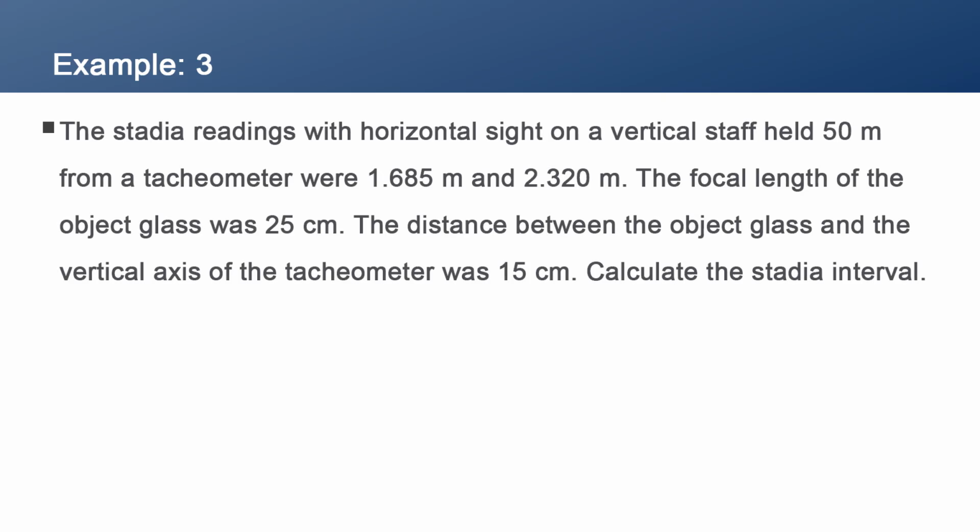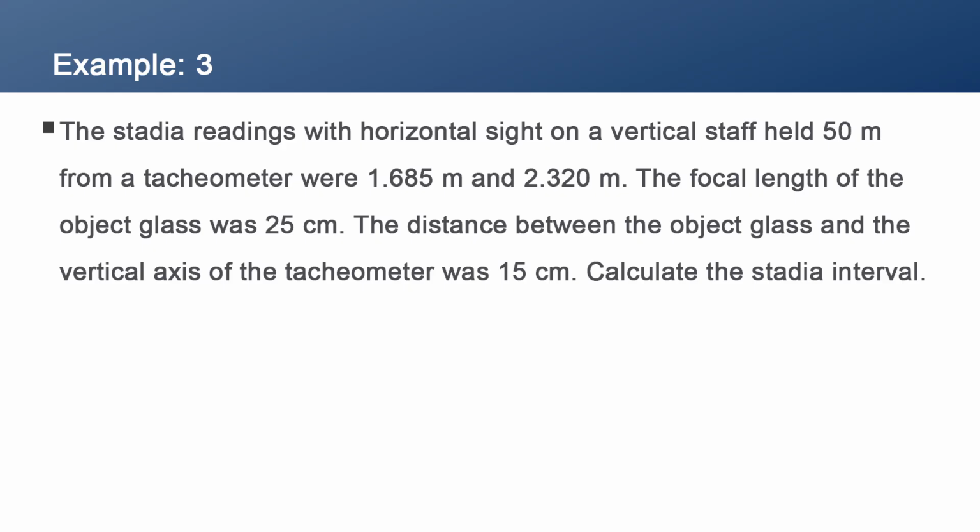The stadia hair readings with the horizontal side on a vertical staff held 50 meter from a tacheometer were 1.685 meter and 2.320 meter. The focal length of the object glass was 25 centimeter. The horizontal side on a vertical staff was 15 centimeter.